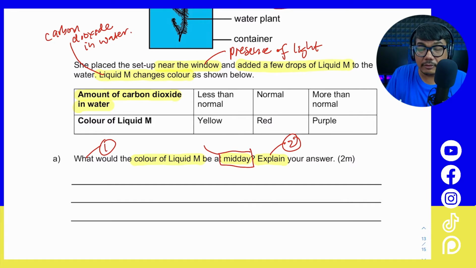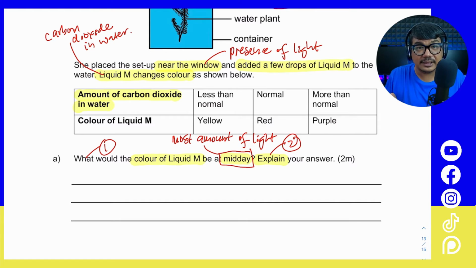Generally, midday will have the most amount of light. Because the amount of light is the highest, that means the rate of photosynthesis will also be the fastest.